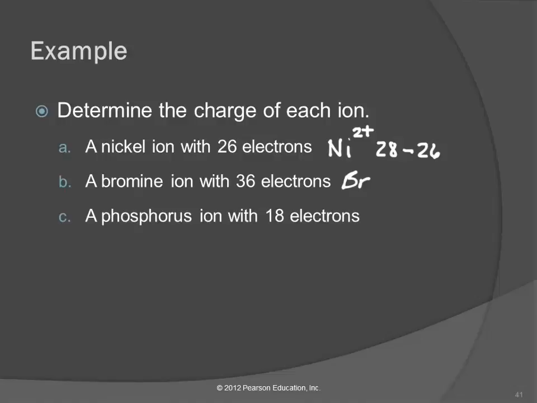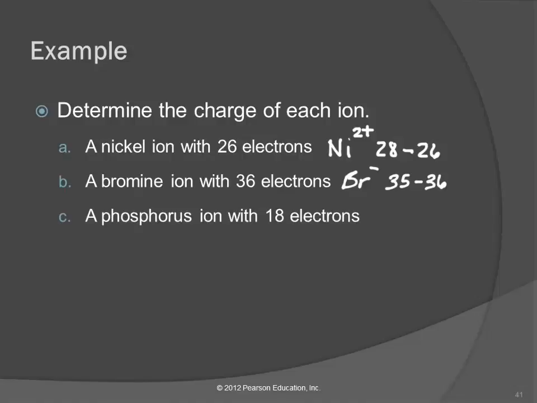Br, and it's got 35 protons and 36 electrons, we're told. So that adds up to what? -1. We don't write the 1, we just write the minus.